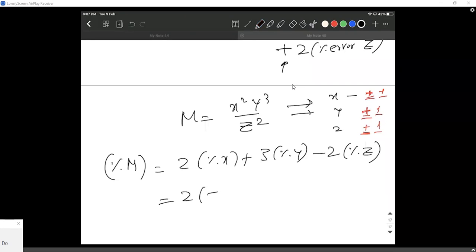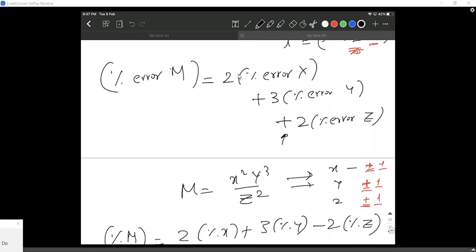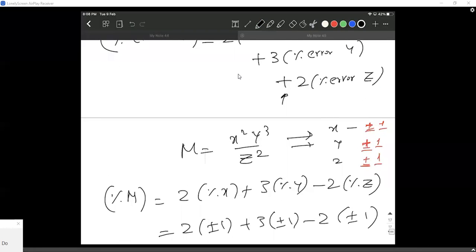So I have to put 2 into plus or minus 1, plus 3 into plus or minus 1, minus 2 into plus or minus 1. Whenever you have a plus or minus function, you have to do both things. I'm going to give you an example here. Do you know how to add plus or minus 1 to plus or minus 3? Can somebody tell me how to add plus or minus 1 to plus or minus 3?